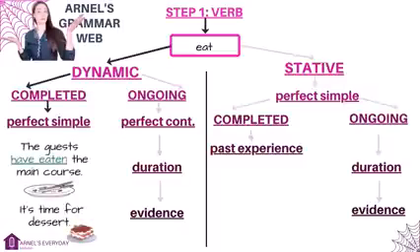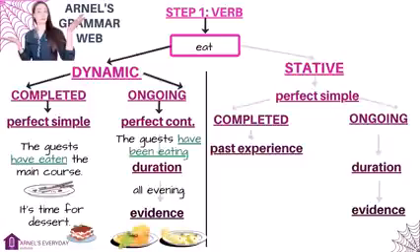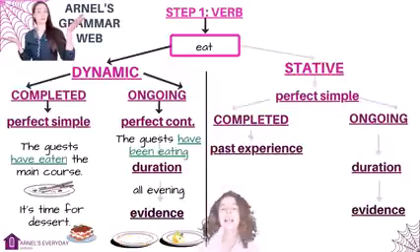The guests have eaten the main course. Completed. Now it's time for dessert. Let's try with ongoing. If your action is ongoing, you need the present perfect continuous. The guests have been eating, and they are still eating. Duration: all evening. You need present evidence. What's the present evidence of this action? Well, you keep putting food out for the guests, and they keep eating. I mean, you can literally see people chewing.